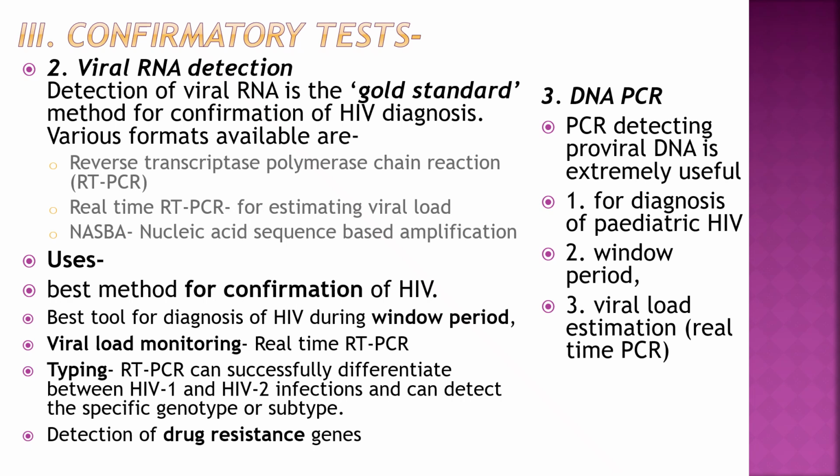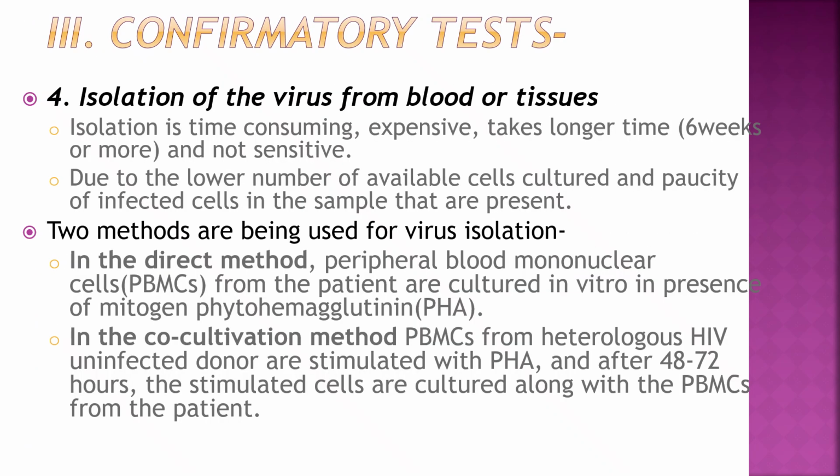Third is DNA PCR. PCR detecting proviral DNA is extremely useful for diagnosis of pediatric HIV, window period, and viral load estimation.